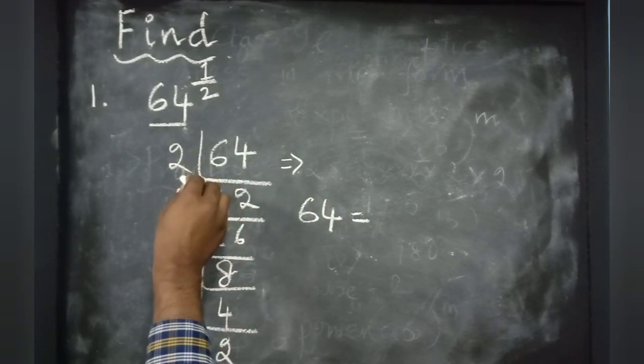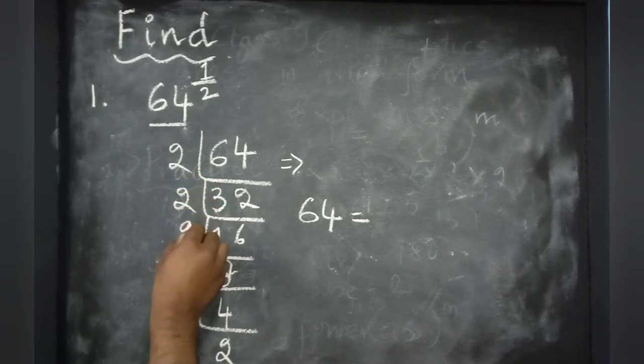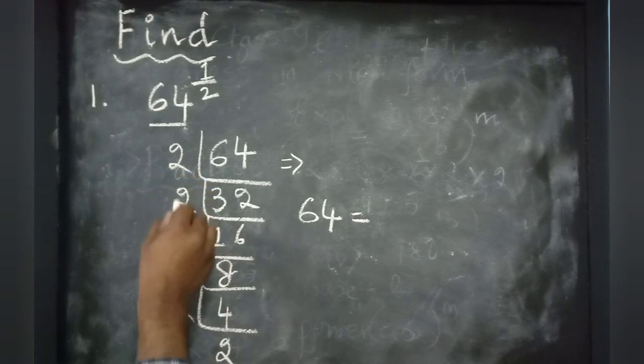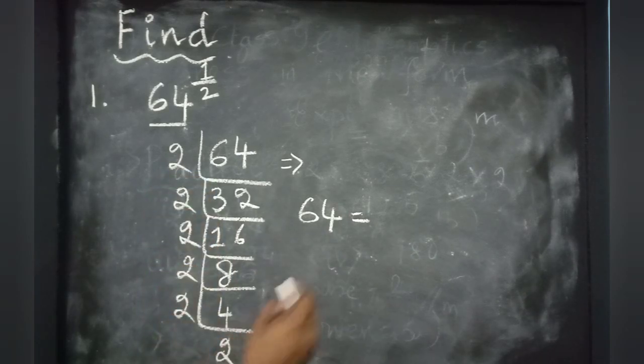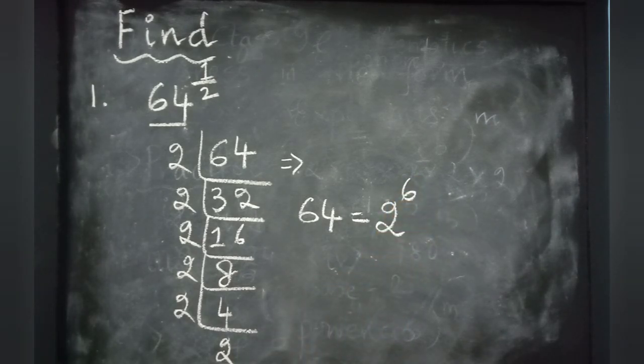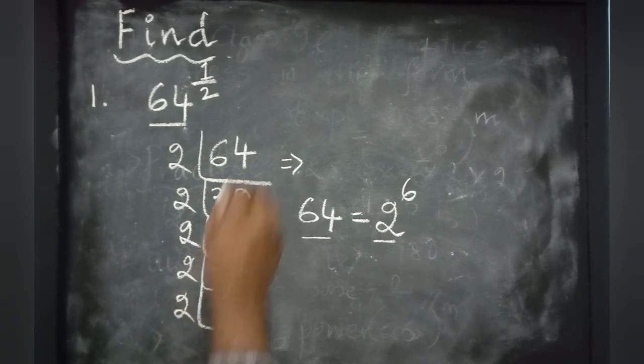Now I can write 64 as what? 2 times 2, again 2 times 2, 2 times 2, 2 times 2. That is 1, 2, 3, 4, 5, 6. Therefore I can write 64 as 2 to the power 6.